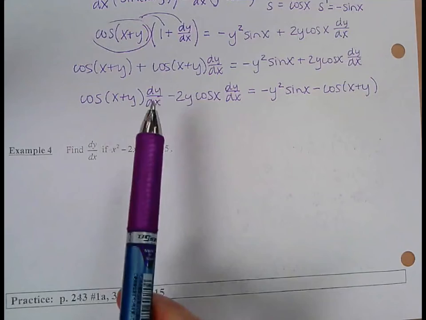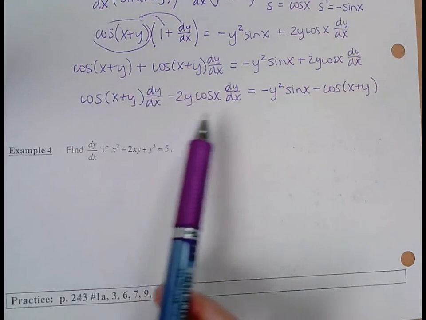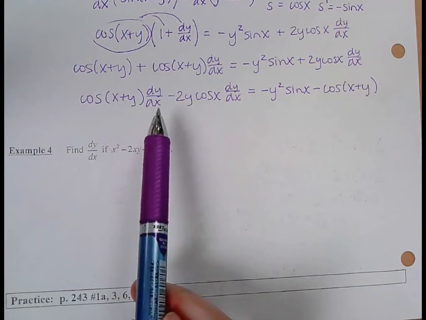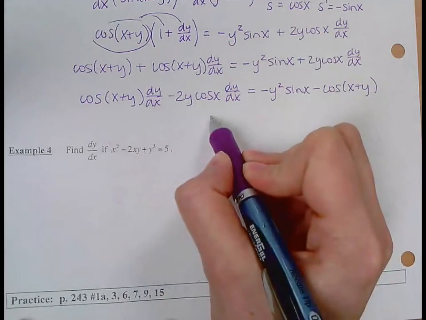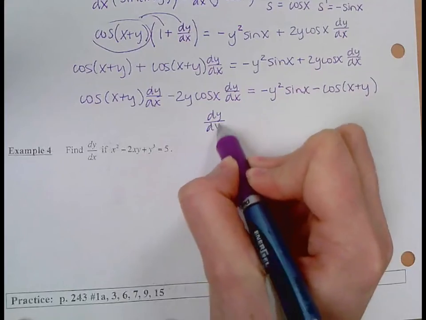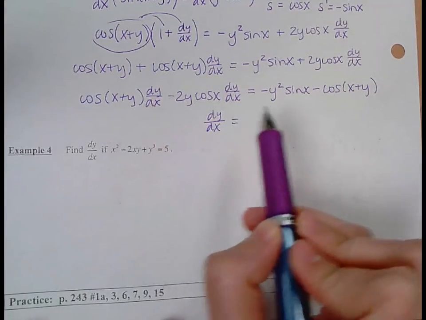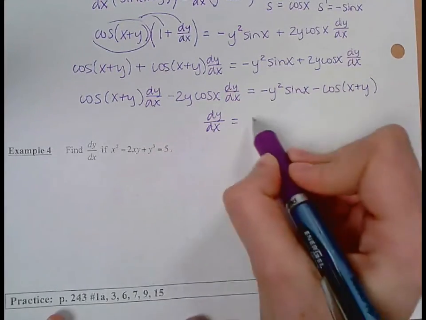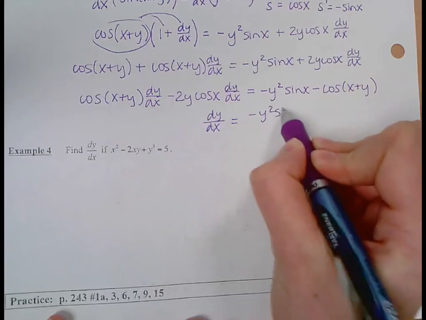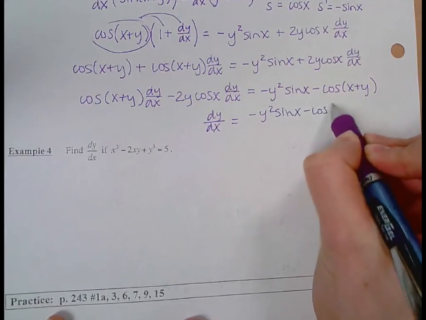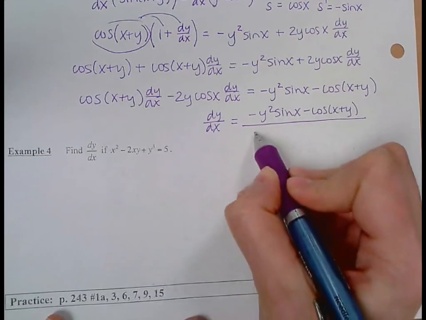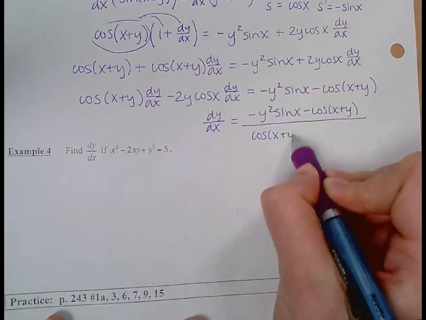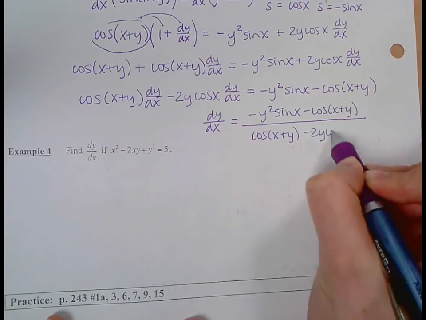And then just to get this written out, on the left side, the dy dx would be factored out, and you would divide by what's left. So overall, I don't want to skip steps, but I want to get this written out. So I would have negative y squared sine x minus cosine of x plus y divided by cosine of x plus y minus 2y cosine of x.